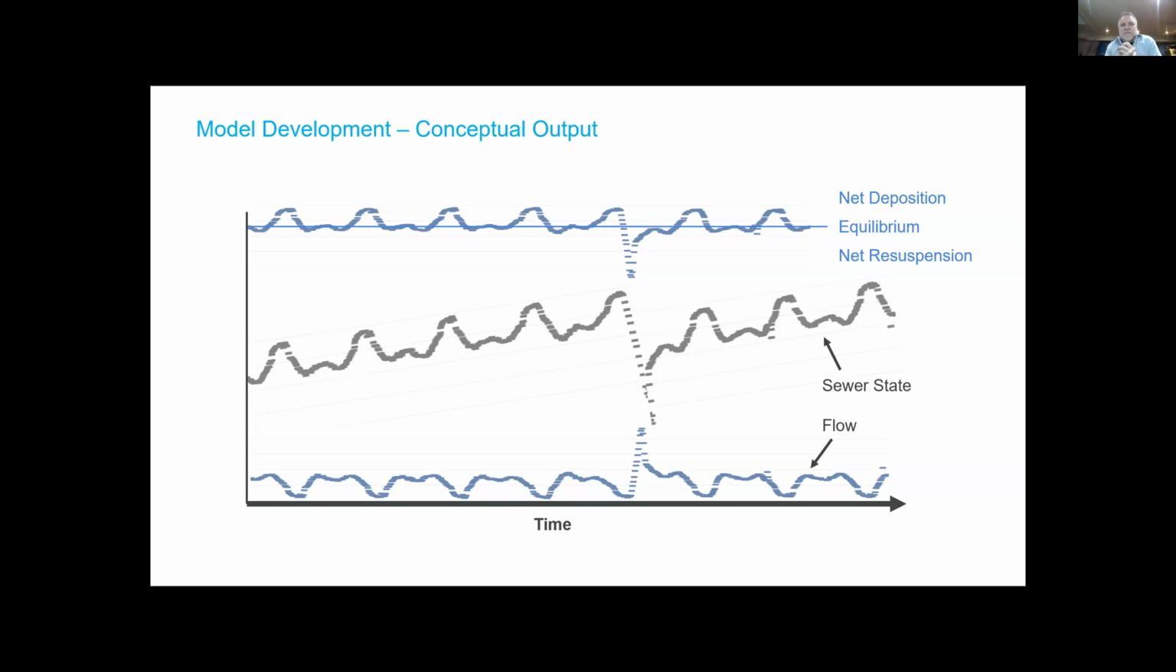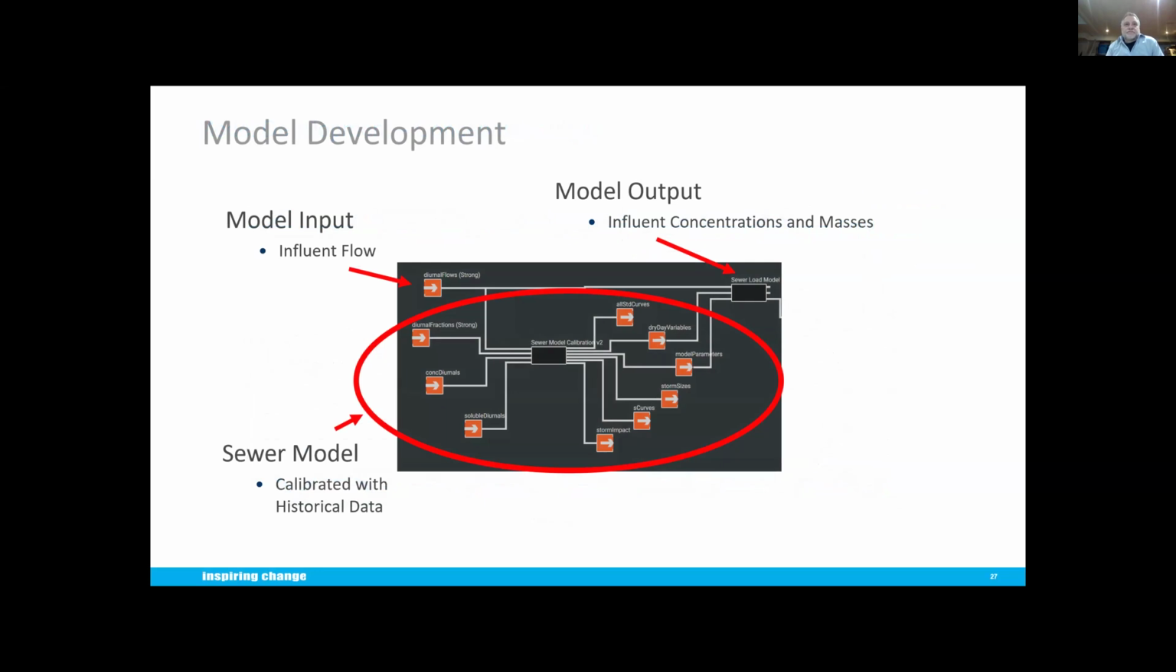And so, as I said before, you get a different behavior with the same storm depending on how many dry days you've had prior to the storm event hitting. So it's a relatively simple model.